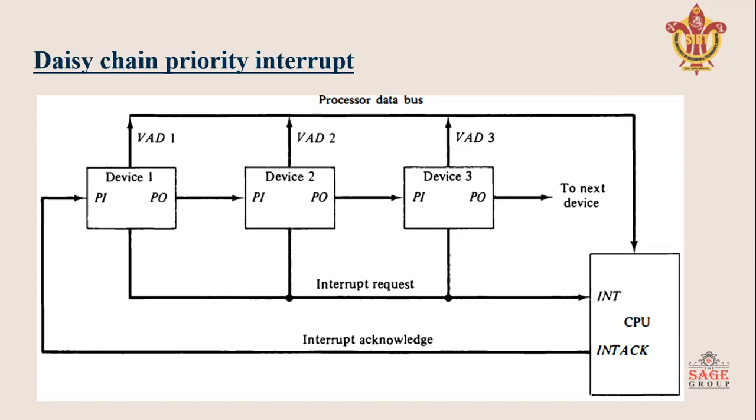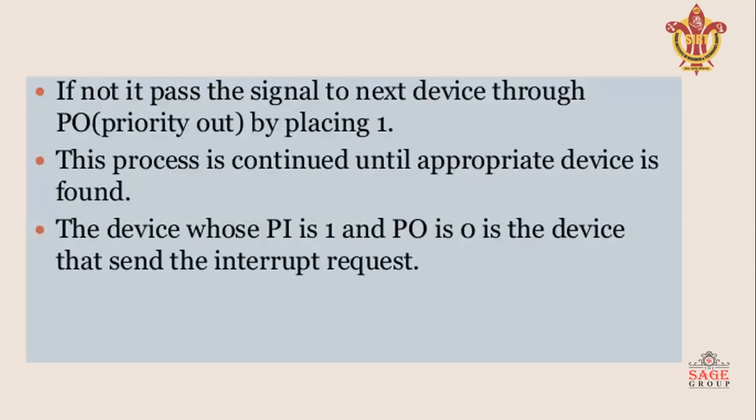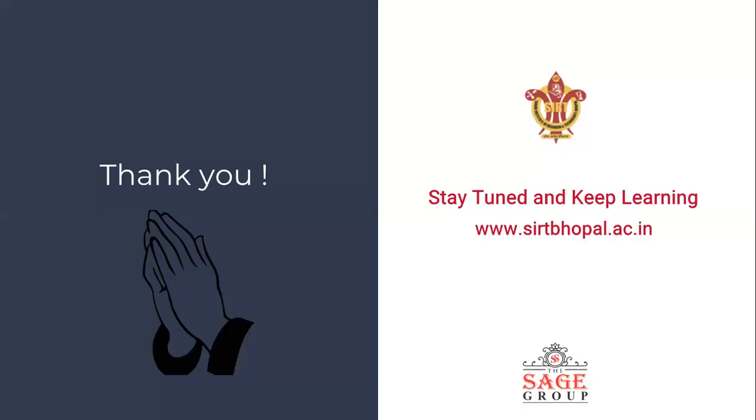Here all the devices are arranged according to the priority. As I have told you, if a particular device doesn't want to communicate, it passes the signal to the next device through PO by placing 1. This process is continued until the appropriate device is found. The device whose PI is 1 and PO is 0 is the device that sent the interrupt request signal. So this is the advantage of this priority interrupt method with respect to program input-output.